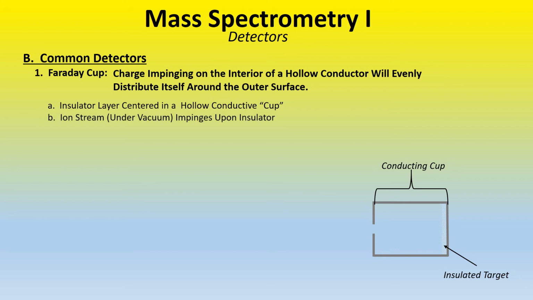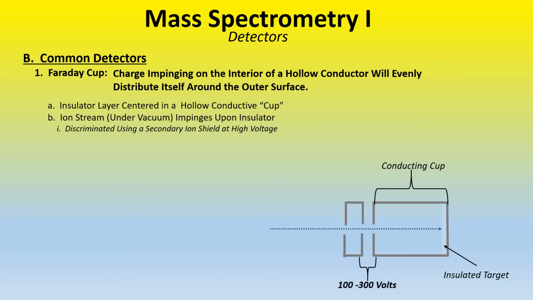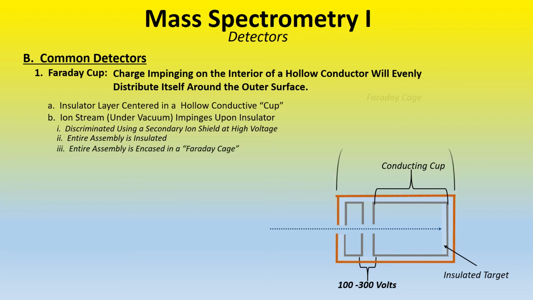The ion stream under vacuum is aimed at this insulated layer. The ions are discriminated by using what's called a secondary ion shield at a very high voltage, usually around 300 volts. So once again, only one M/Z at a time can reach the back of the cup. Also, the entire assembly is insulated electrically. Finally, it is encased in what is known as a Faraday cage.